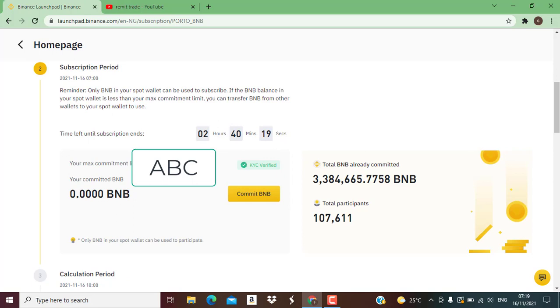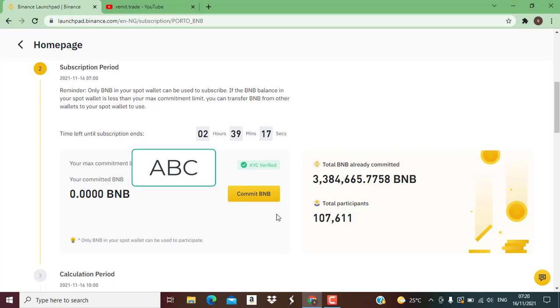Right here, you see the subscription period is 2 hours left, and we see the total number of BNB that has been committed is 3.3 million BNB. And the total number of participants is 107,611 participants in the past few minutes. So all I have to do now is to commit my BNB. Now, what you have to do is to commit everything.